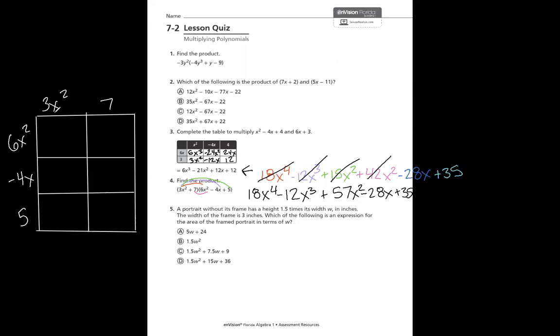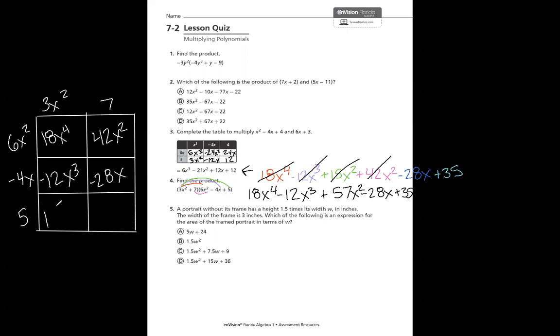The first one would be 6x squared and 3x squared. That's 18x to the 4th. Again, doesn't matter what order. So I'm just going to go to the right. 6x squared times 7 is 42x squared. Going to the next row, negative 4 times 3 is negative 12. x times x squared is x cubed. Negative 4 times 7 is negative 28, and there's just an x there.